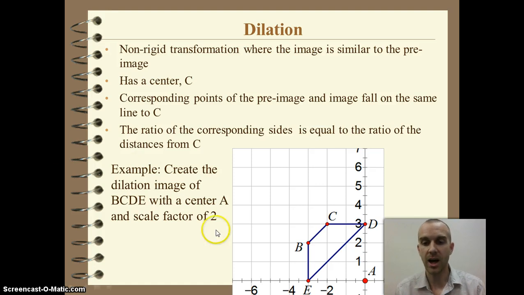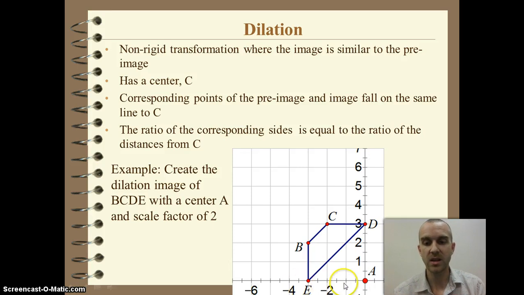I'm going to use my center as point A down here, and I'm going to create a dilation with a scale factor of 2, so it's going to be twice as large. This is an enlargement versus a reduction, which would be shrinking. So every side is going to be twice that of my current quadrilateral. So I start by thinking about how I can create that.